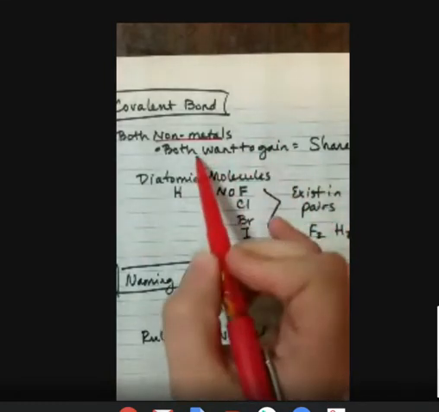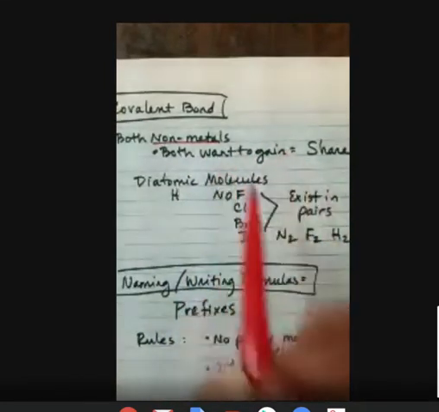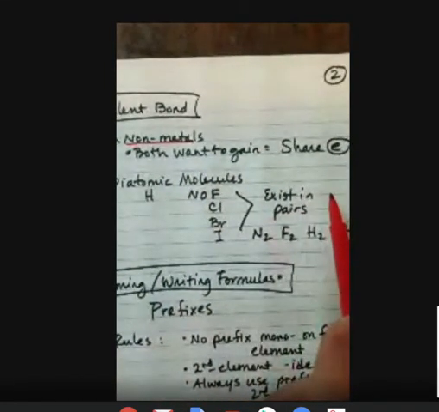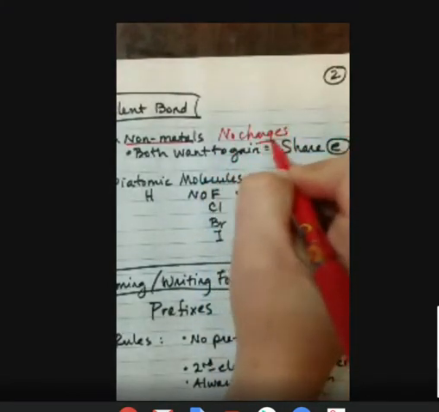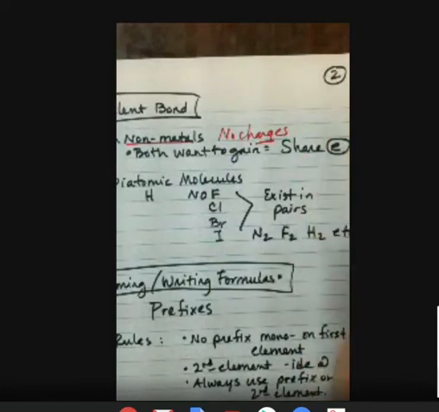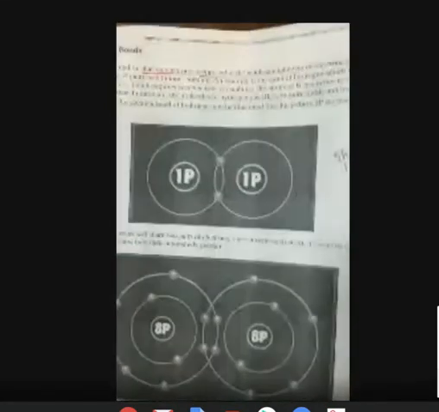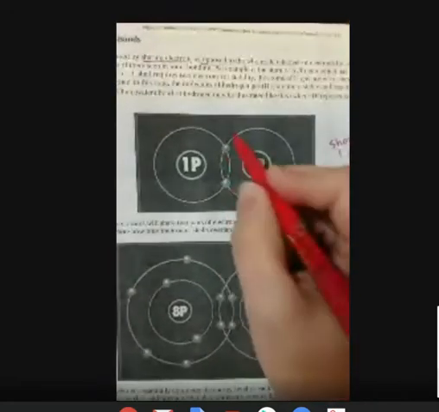You literally have something that wants to gain bonded to something else that wants to gain. So you're not going to be losing or gaining here. You are not going to have charges here. They are strictly going to share electrons. And there are some examples given to you, like here, where you can show them overlapping.